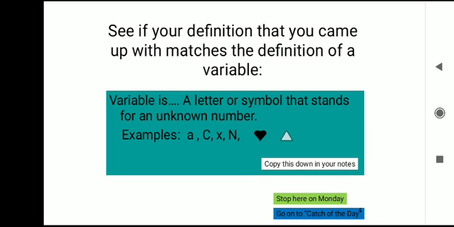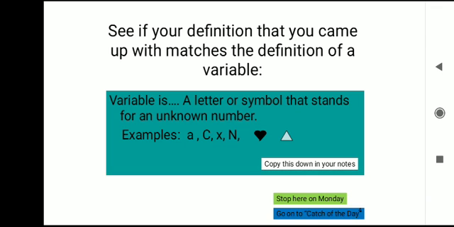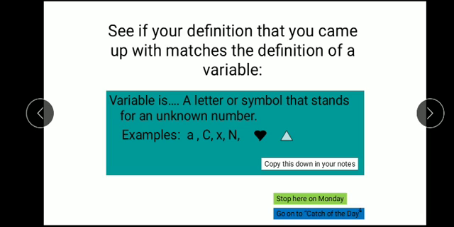So first of all, the very important thing is variable. Variables are the fundamental block of simple equations. So what is a variable? See if your definition matches the definition of the variable. A variable is a letter or symbol that stands for an unknown number. For an unknown number whose value we don't know, we can use a variable.